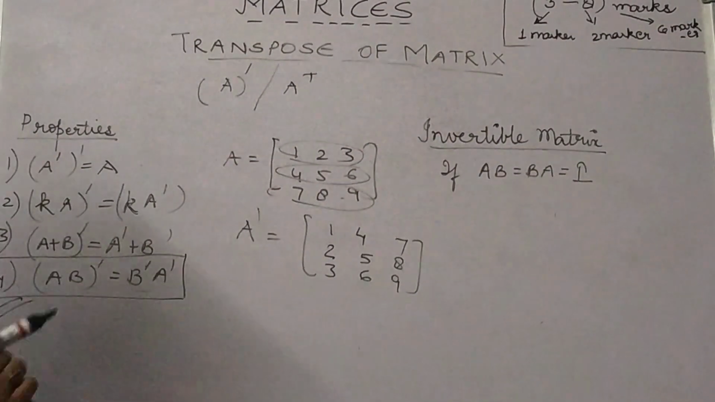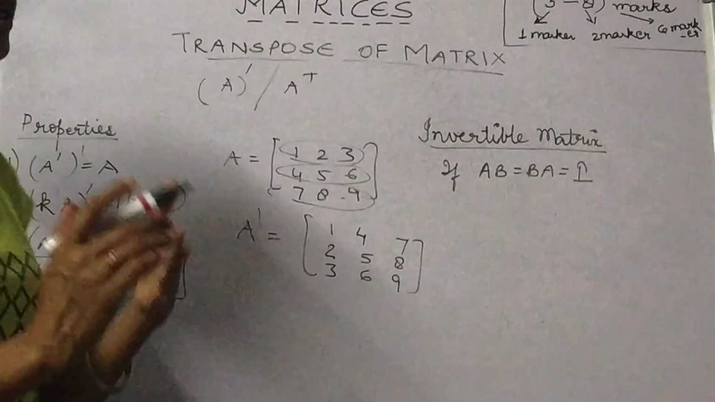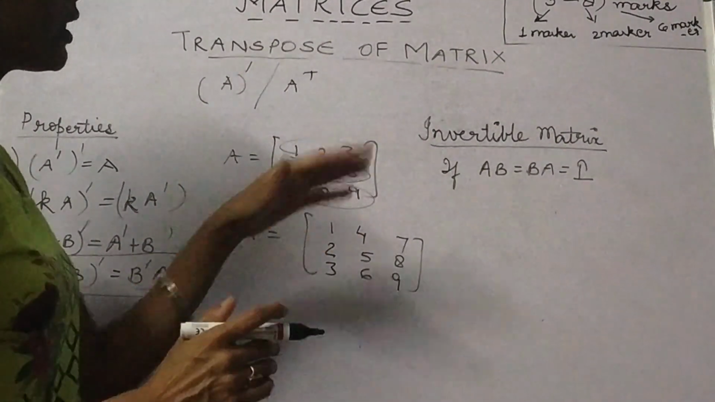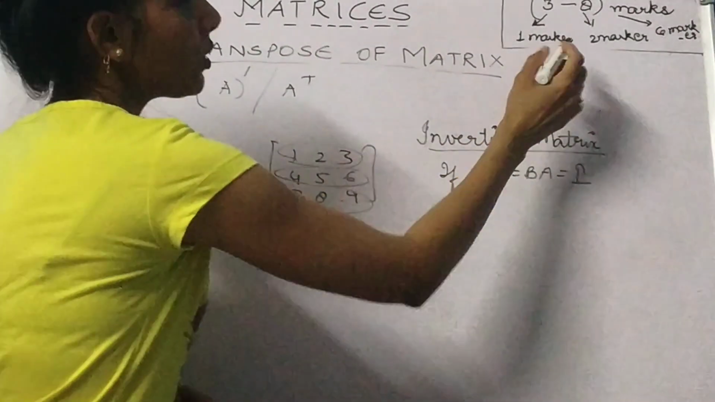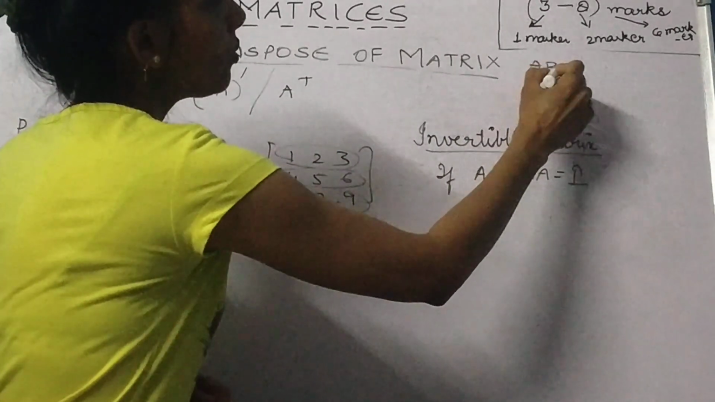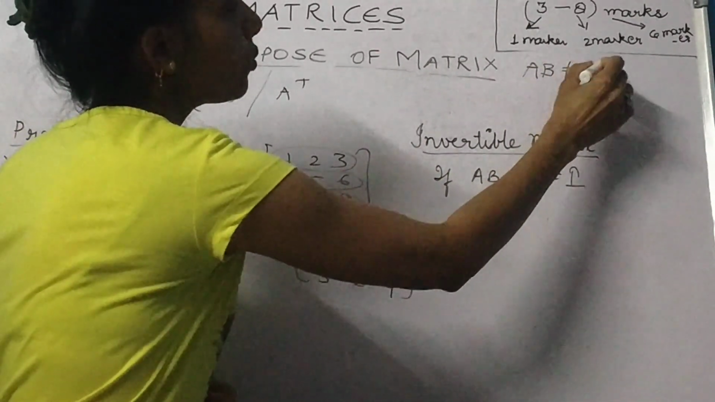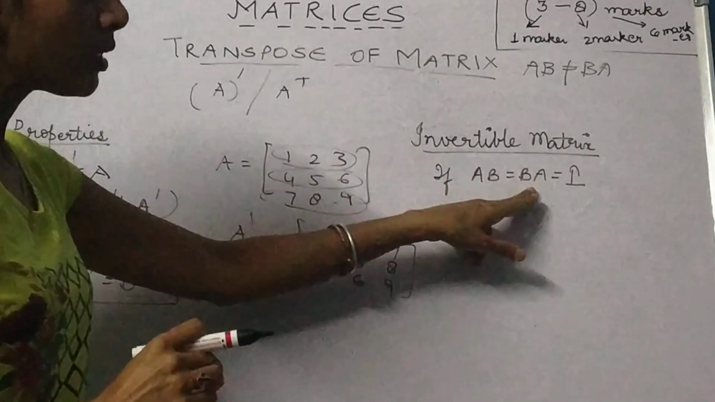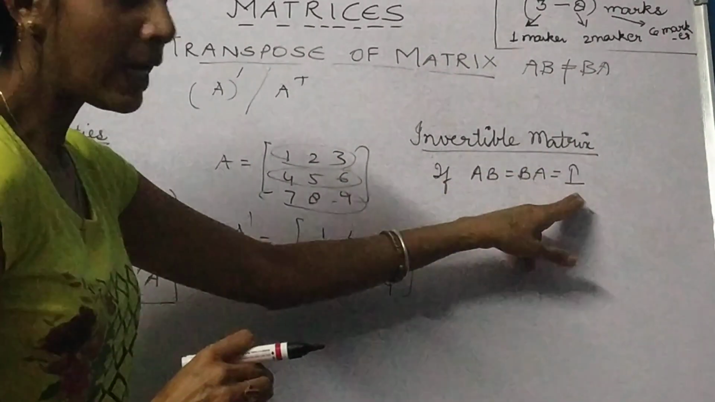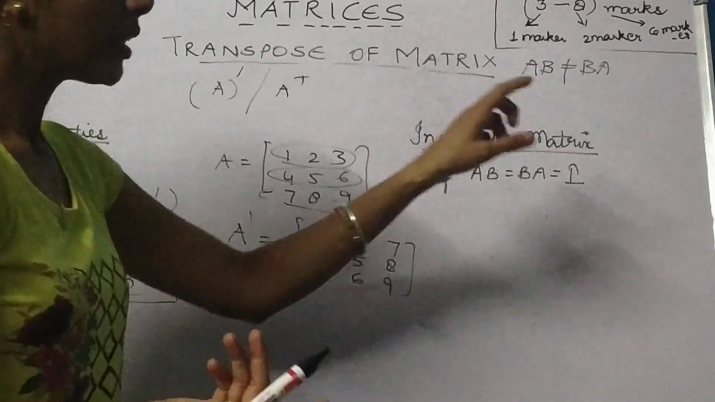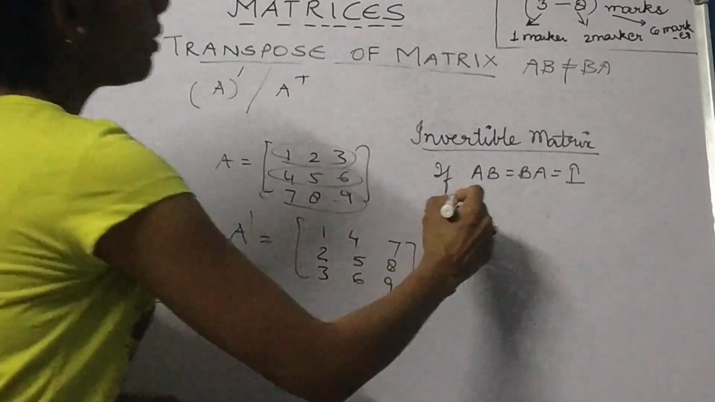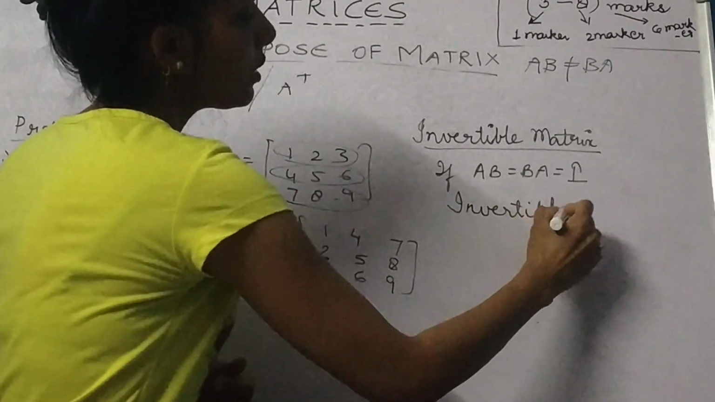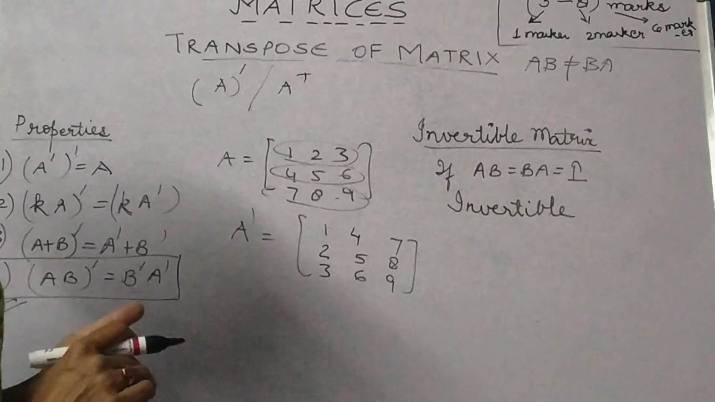Now you come to invertible matrices. Previous to this topic, I explained you that AB in multiplication operation, I told you AB cannot be equal to BA. But if in case they become equal and they become equal to I, which is an identity matrix, then the matrix is known as invertible, or inverse of matrix is possible. Inverse of matrix exists.